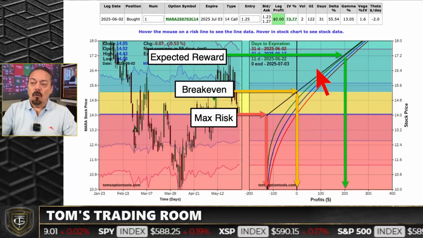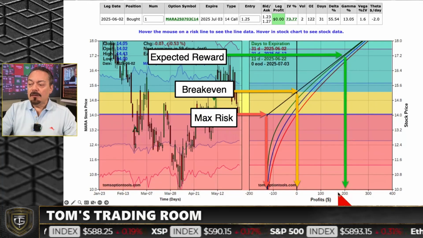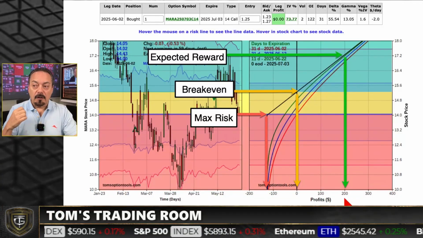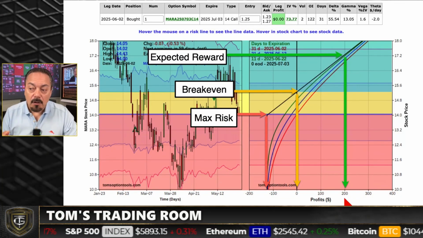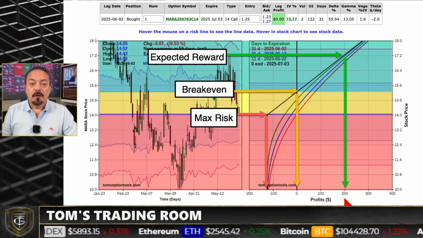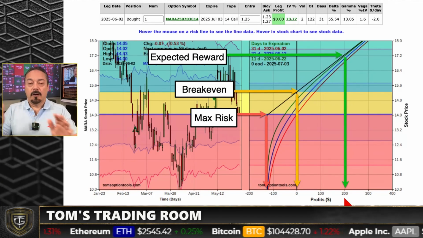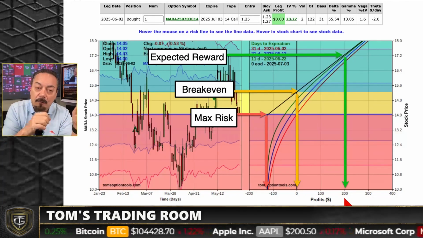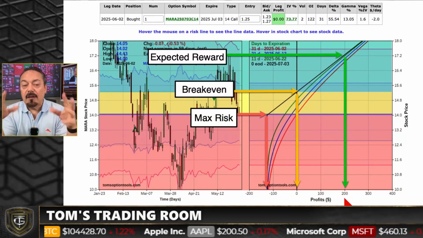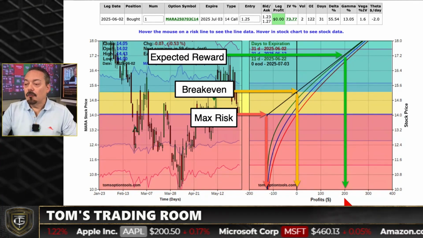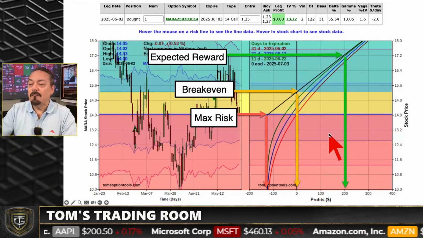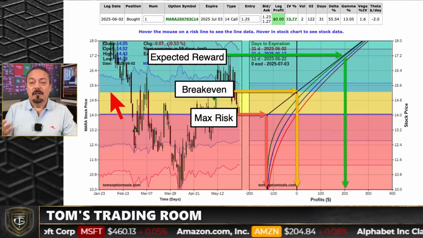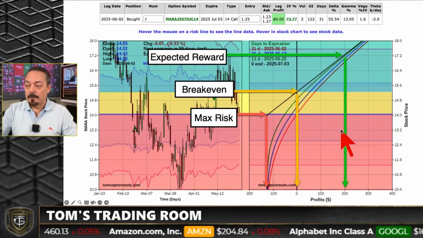And the expected reward, if we get all the way back to 17, well, now we're talking about something that costs us $125 that we can make a $200 profit on, which is well above the double. The double is going to be 2.5, because if I buy something for $1.25 and it can make 2.5, I basically double my money. So where's 2.5? I take 14 plus 2.5, so we can get to 16.50. This is a potential double for this trade.